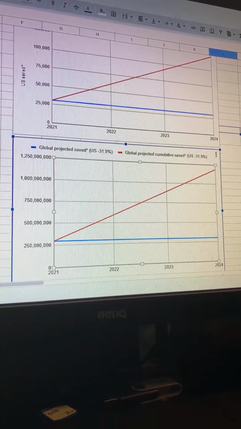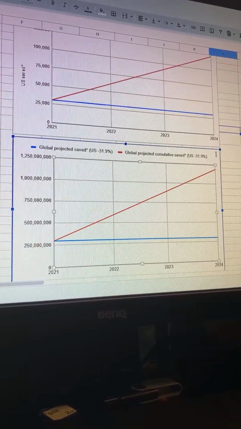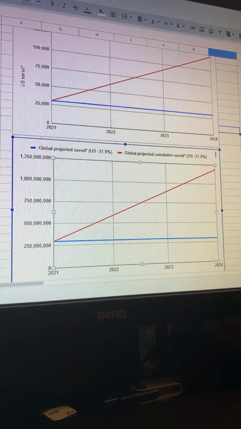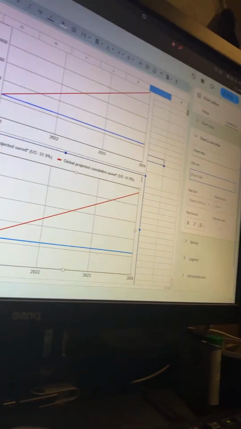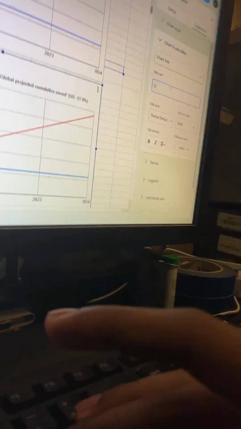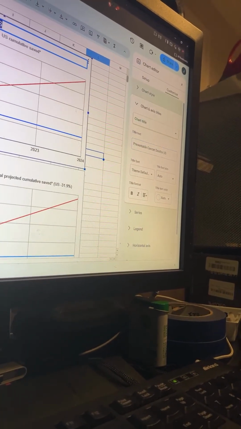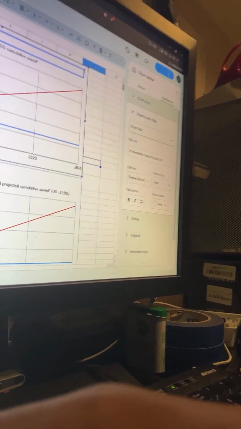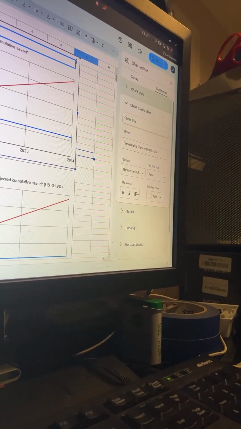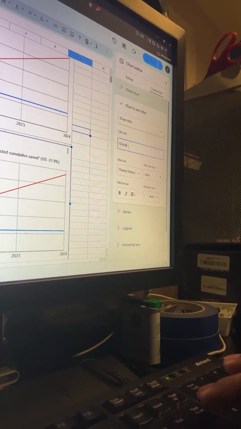Now let's see. Let's access chart title. What is it? Oh, let's see. Preventable. Whoa.